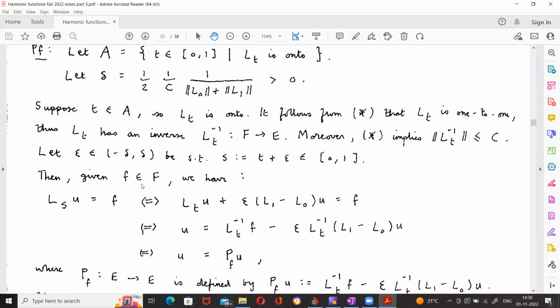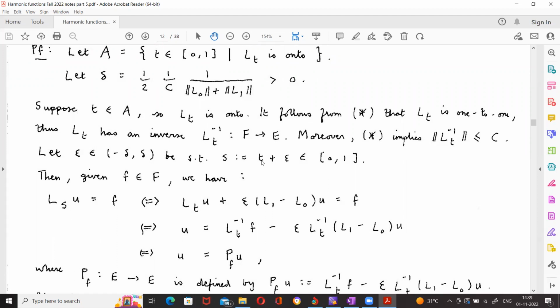Now, given an element little f in the Banach space capital F, what we want is to show that there exists a U such that LS of U is equal to f. We want to show that LS is onto. So we want to solve this equation. The idea is to use the contraction mapping principle and show that a solution of this equation is a fixed point of a certain contraction operator. So what we do is rearrange this equation.